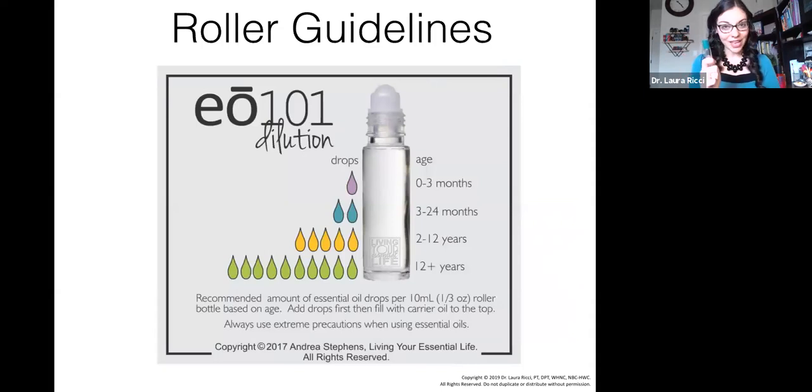So start with less is more, reapply. Don't just expect to roll it on once and you're good to go. You're gonna reapply a couple times throughout the day. And if you're not getting those desired effects that you want, add a little bit more oil and notice how you feel.